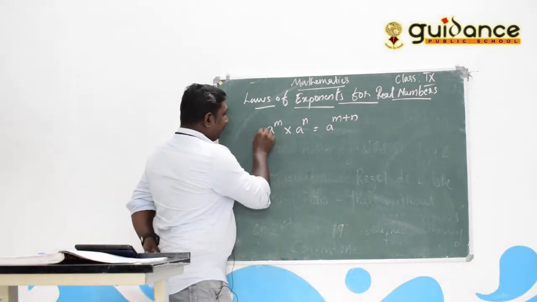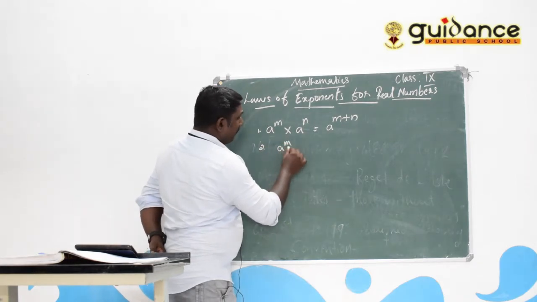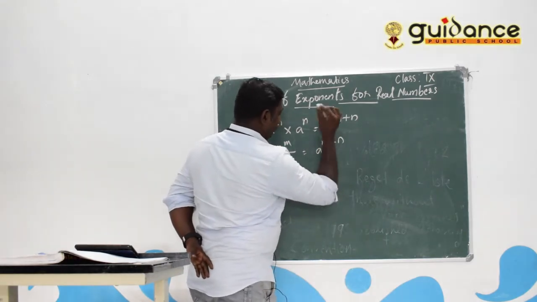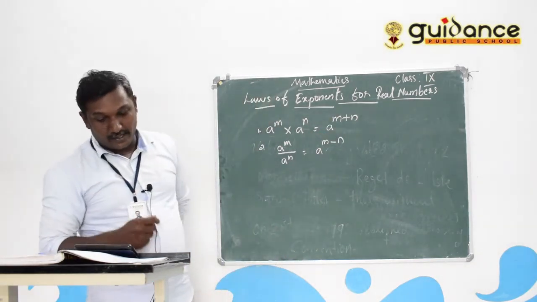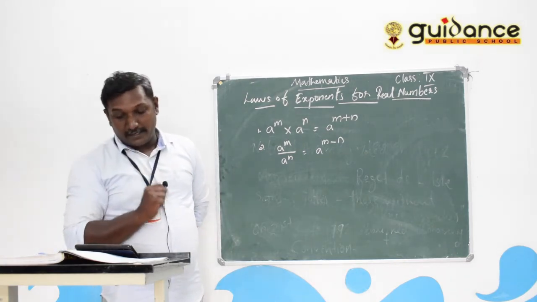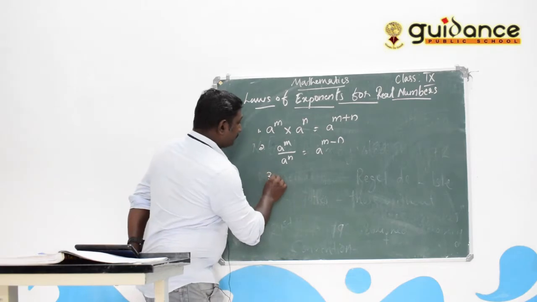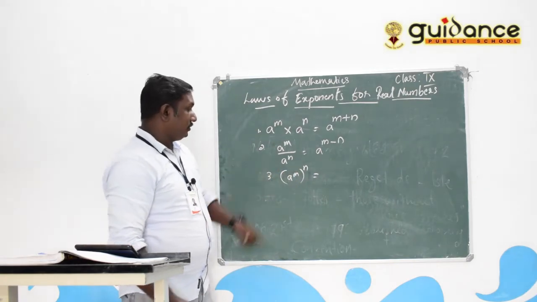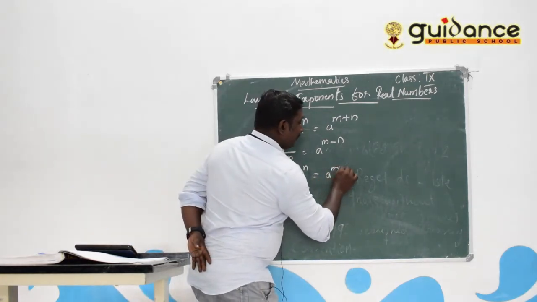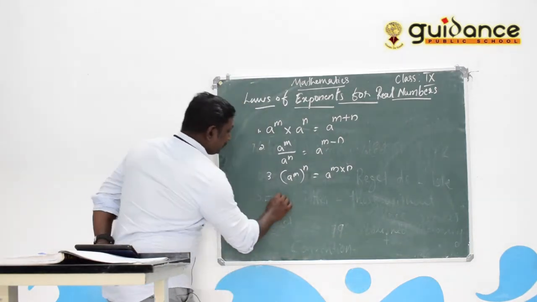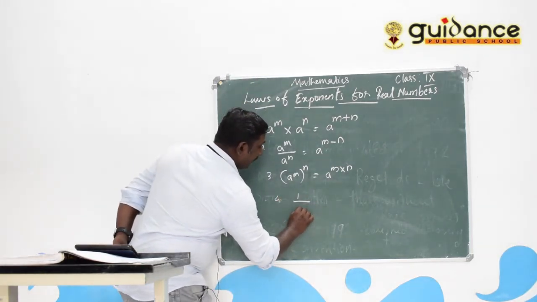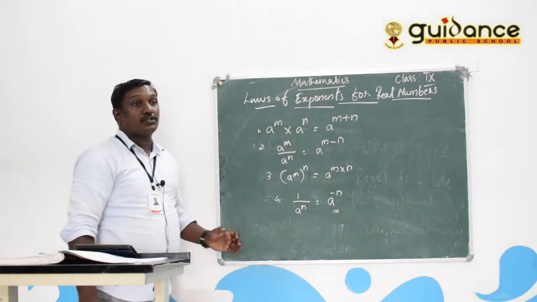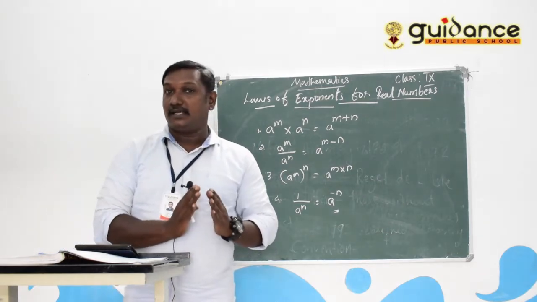The second identity is a raised to m by a raised to n is equal to a raised to m minus n. Then the third one is a raised to m all raised to n, that is equal to a raised to m into n. And the fourth one is 1 by a raised to n, which we can write as a raised to minus n. These are the four main identities we discussed in the last class.